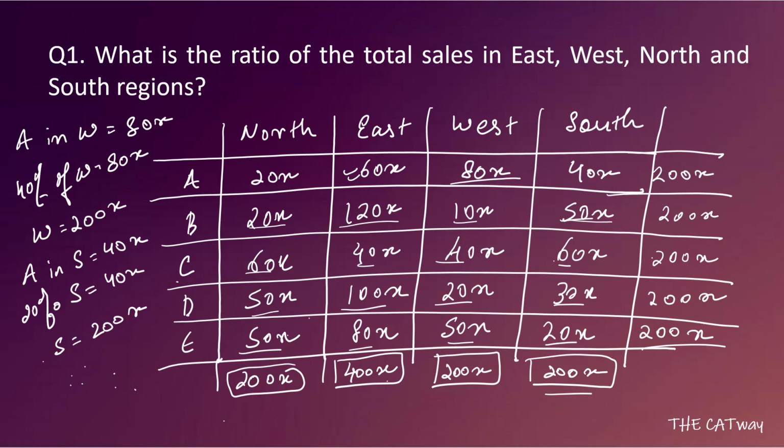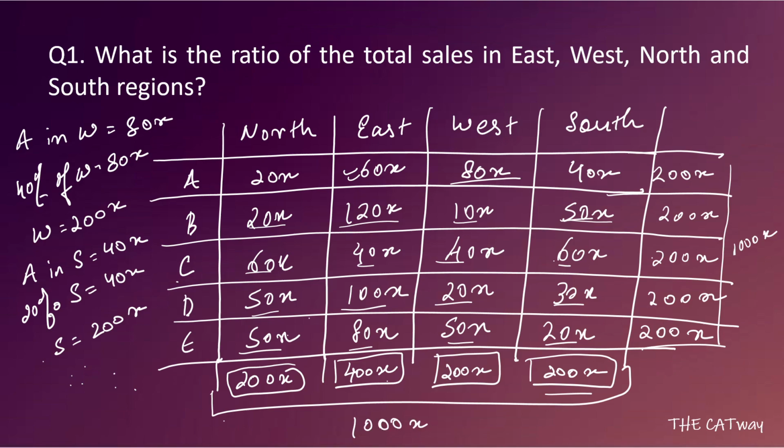Now what is the question? Let's see, the total sales are equal. See, this is 1000x. So the total amount of A, B, C, D and E sold are 1000x. And the total amount sold in 4 different regions is also 1000x. That means we are not going wrong anywhere. Now the question asks, what is the ratio of total sales in east, west, north and south region? So in east it is 400 and others it is 200. So our answer will be 2:1:1:1. Okay, I hope it is clear.